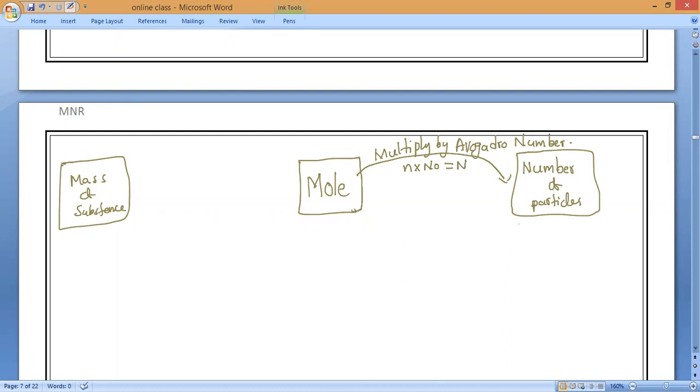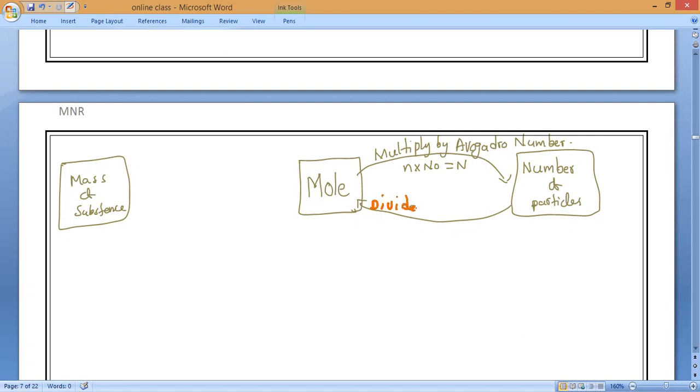Now, I want to get number of particles to moles. Moles I want to get. Then what I have to do, guys? Harish? I want to get moles from number of particles. So what I have to do?